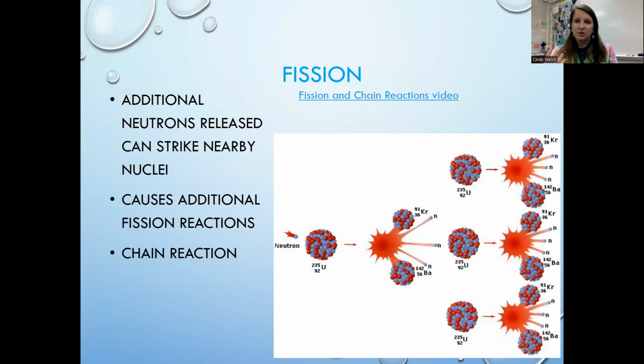And so those neutrons that are being given off by that one fission reaction are going to go and they're going to hit nearby uranium atoms. They're going to make those nuclei become unstable, and those nuclei are going to split. So it's just going to be an ongoing process where you have a nucleus that splits. Those neutrons being given off are going to hit nearby nuclei, causing them to split, and so on and so forth. This links to a video that goes more in depth into fission reactions and chain reactions.